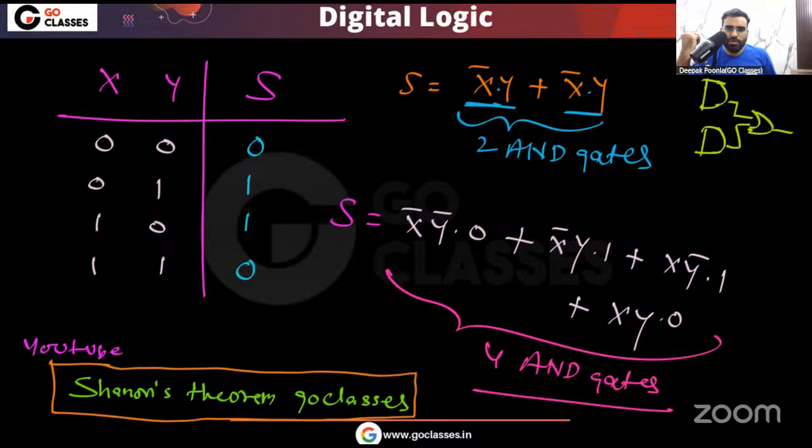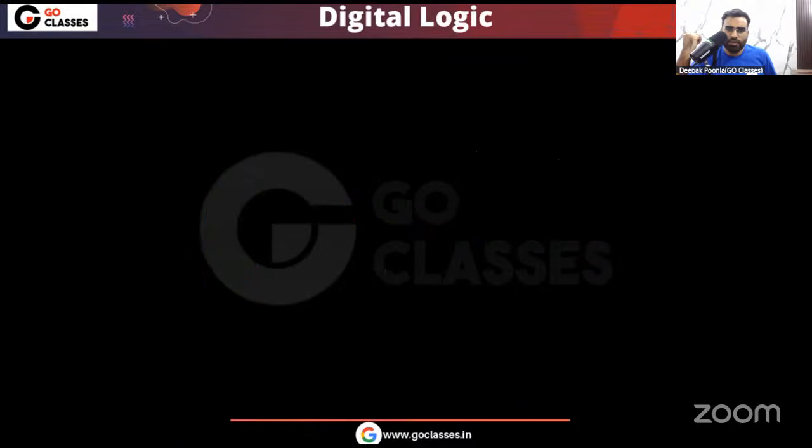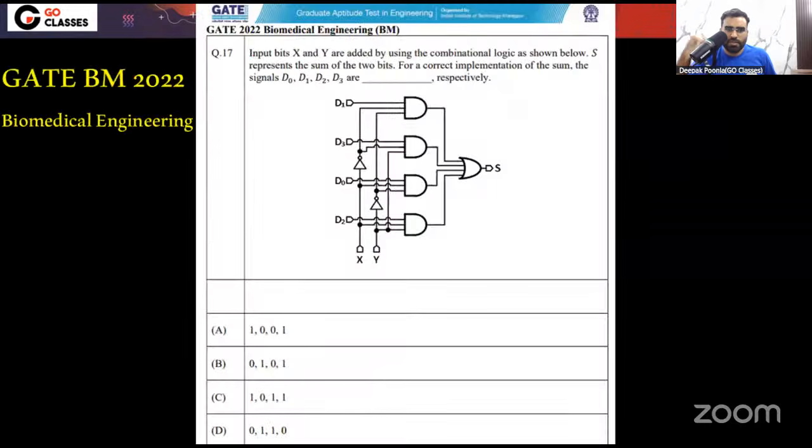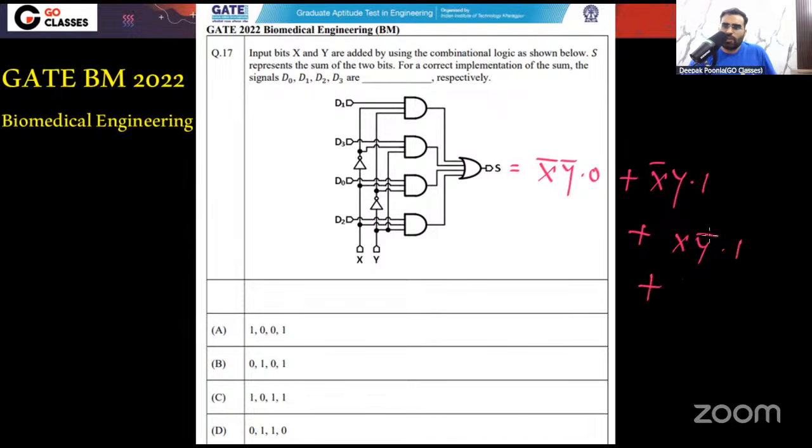Now what you can do? You can just solve it very easily. So the expression that we got is like this. Let me write it here. S equal to, I got, you can see, x bar y bar and 0, x bar y and 1, or x y bar and 1, or x y and 0.